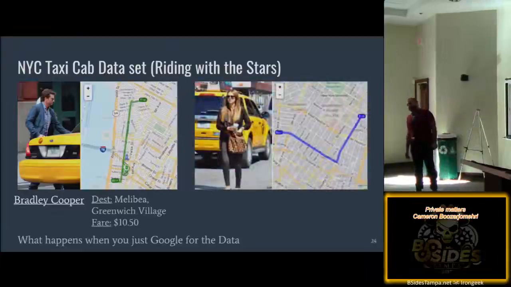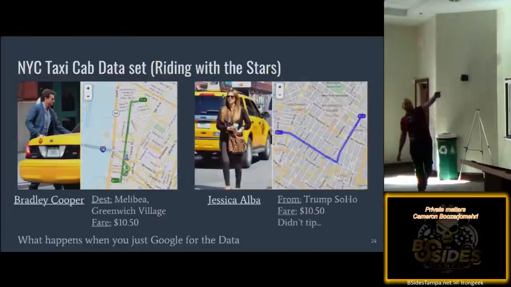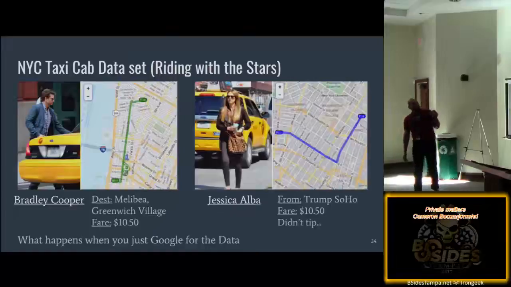Anyone know who that is? Again, a little blurry, I'm sorry. Jessica Alba. She went from her place in the Trump Soho to Midtown, and she didn't tip. That's in the data set. She didn't tip. So, this is very granular data.